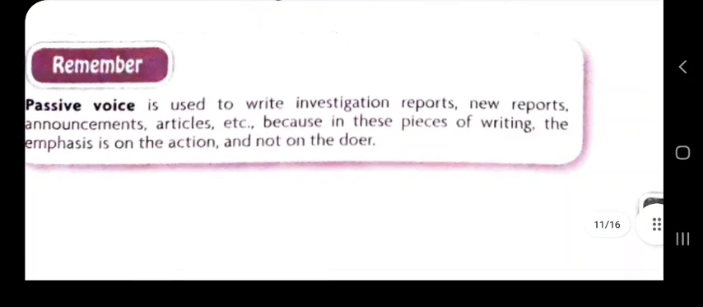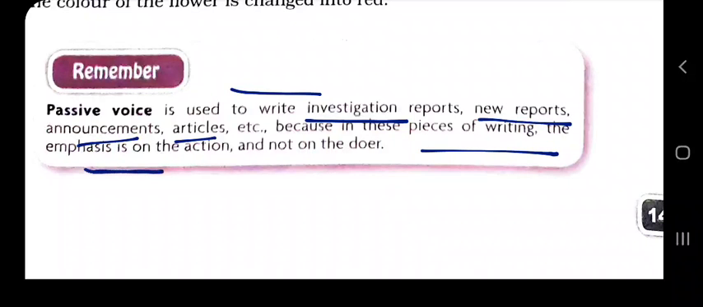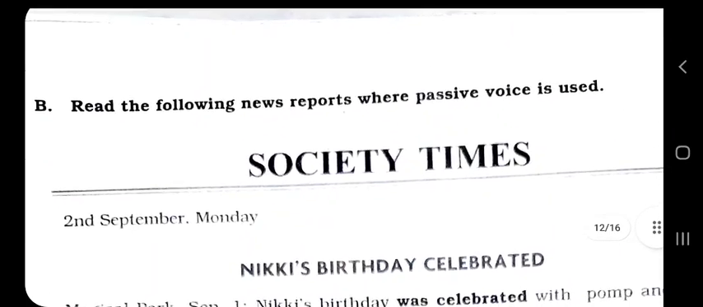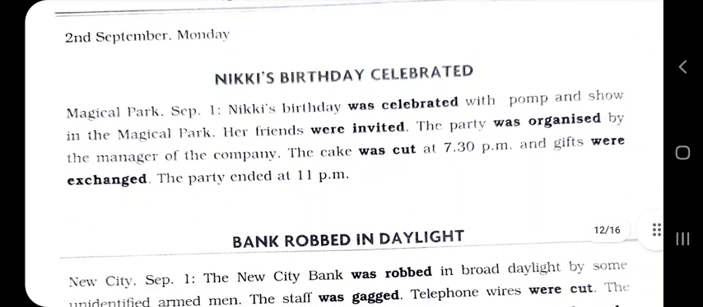Now the passive voice. Passive voice is used to write investigation reports, news reports, announcements, articles, etc. Because in these pieces of writing, the emphasis is on the action, not on the doer. You must have seen notices and reports where the action is more important, not who has done it. Now let's move to the next part. Read the following news report where passive voice is used. Society Times, 2nd September. Now see, Nikki's birthday celebrated.